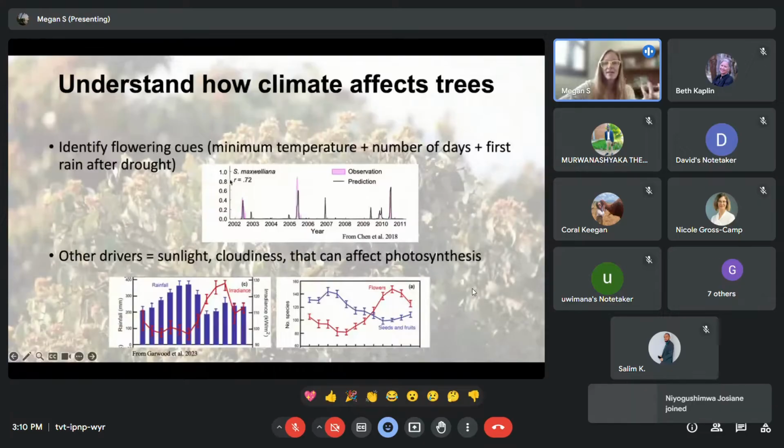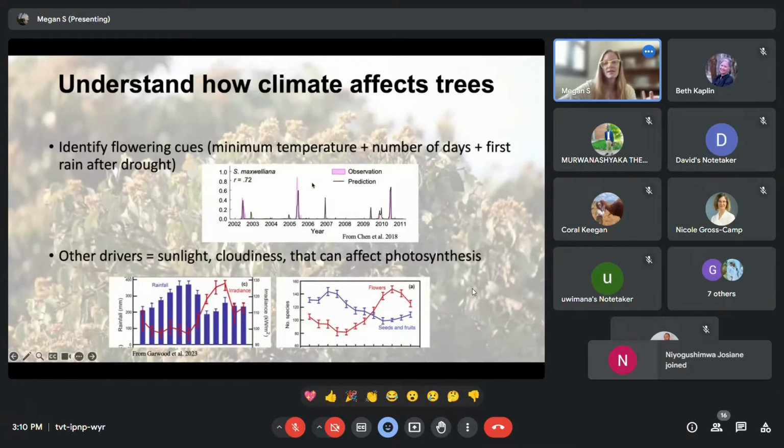There's a few really nice papers actually that Joe Wright is involved in, but I really like this one. This is Chen et al. paper from 2018, and that one used a model that looked at the minimum temperature followed by a gap, so they had to estimate the window of days between that minimum temperature and the first drought after rain. And as you can see, the observations, so everything in pink, which is where the flowering period occurred, matches up pretty well with the predictions of the models that they use, which is the black lines on this figure.